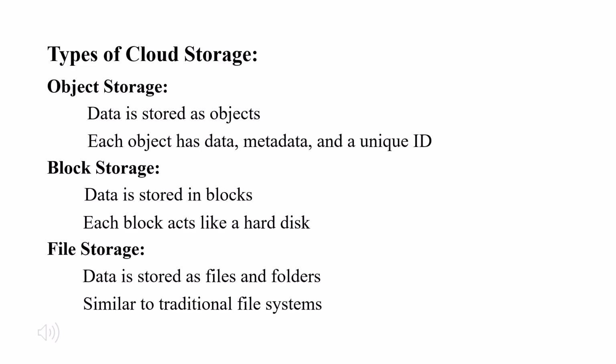Third one, file storage. In file storage, data is stored as files and folders. It follows a hierarchical structure. It is similar to the traditional file system used on personal computers. File storage is easy to use and it's commonly used for shared files, documents, and file-based applications.